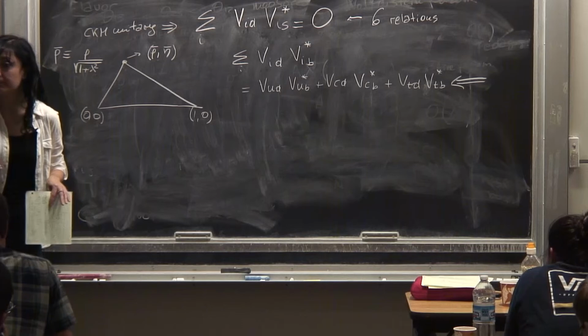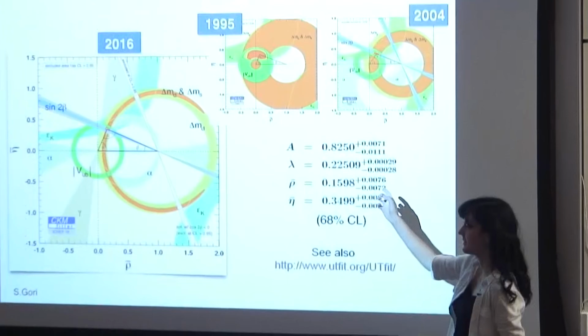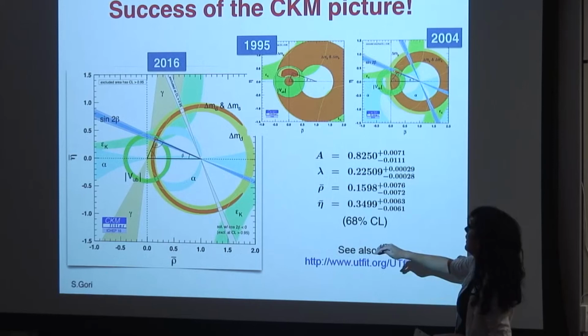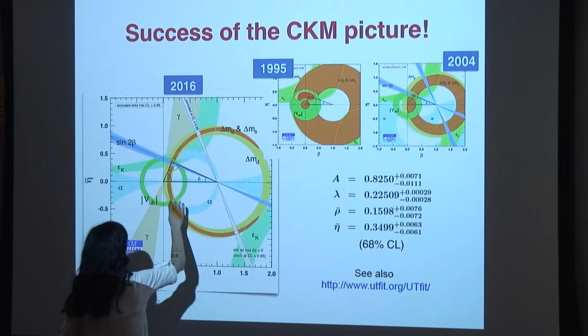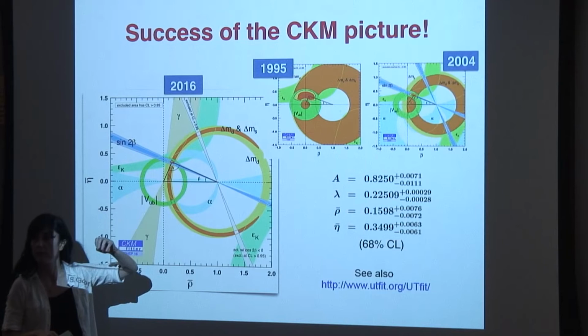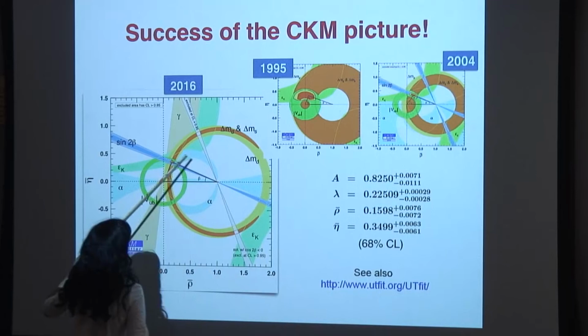Here I'm showing this slide mainly because I was lazy to draw these things by myself. The first thing that is immediately evident is the progress that we had in the several measurements, if we start from 95 to 2016. Here is the famous triangle. This is the point that we want to determine, and the several colored regions are the regions that experimentally start telling us where we should be.